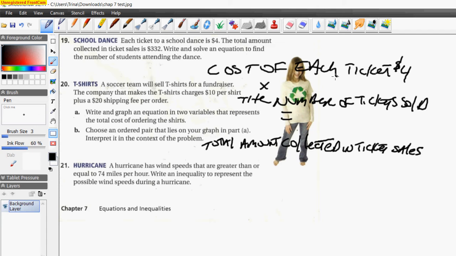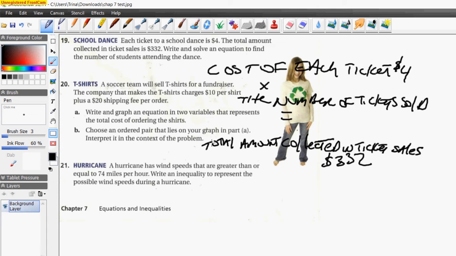Then it says the total amount. And now we want to find the total amount collected with ticket sales. The total amount that we already know that's given to us is what? $332. All right? Now what we don't know is the number of tickets sold. Now let's write out this equation so you can see how it would look and how you're going to write it out when you get an actual question like this. Now here's the actual equation of how we would write this out.